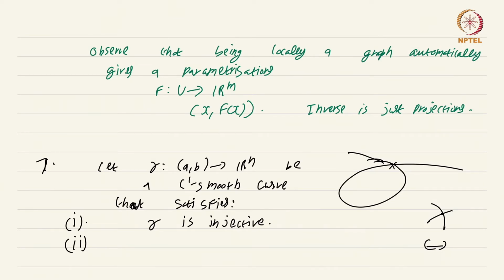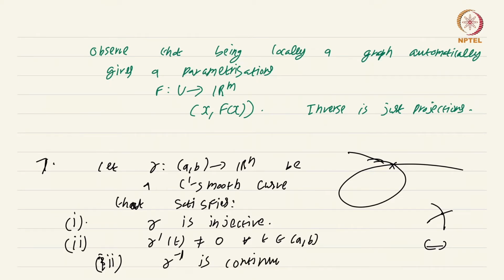It's not locally Euclidean. The second condition: gamma prime of t is not equal to 0 for all t in (a, b). And the third condition is gamma inverse is continuous. So I have tagged along all the conditions needed to make gamma into a global parameterization. Such a gamma is also called a global parameterization of the curve. It turns out that all non-compact one-dimensional manifolds will have a global parameterization, but that I'm not going to prove in this course.